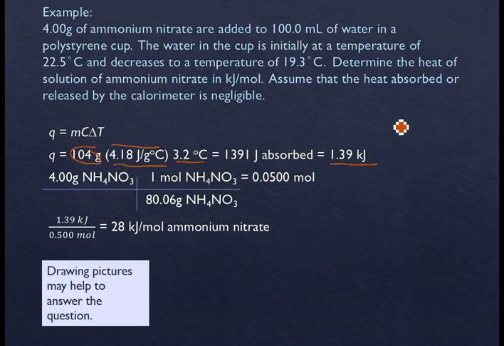So this is the heat of solution for ammonium nitrate. Since the temperature went from 22.5 to 19.3, that's how much energy was absorbed in the process of turning ammonium nitrate into ions. You have an ionic compound, you're dropping it in water, it's turning into ions. There's an energy cost here. That's why this is a positive value.